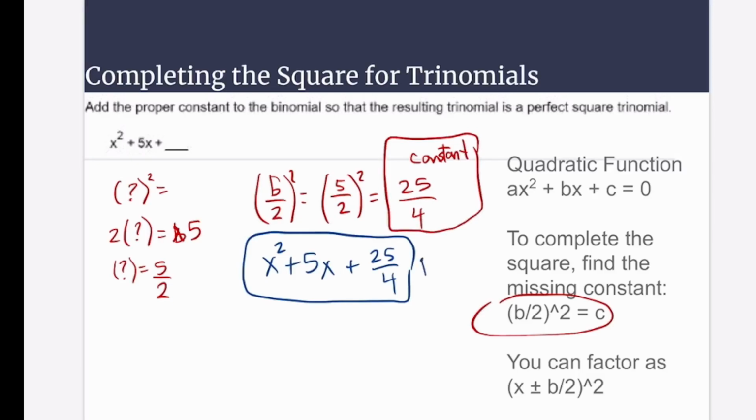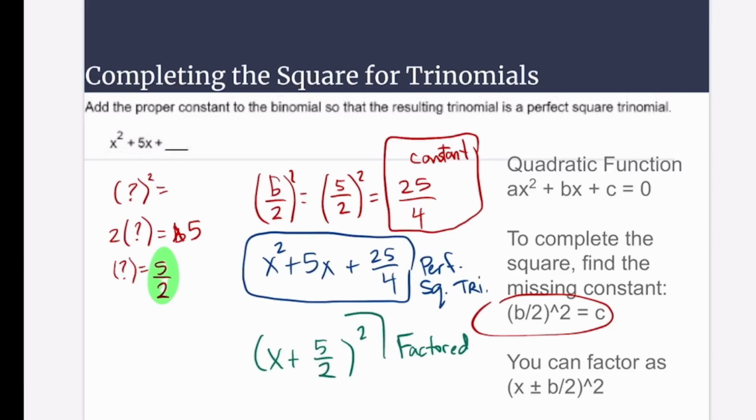We found our perfect square trinomial. And then if you wanted to take it one step further, the way we would write this in factored form is we're going to have x plus 5/2. So all of this is connected.